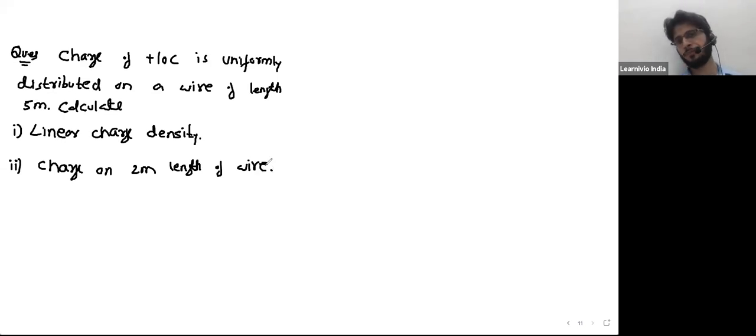So you have a wire. This wire carries a charge of 10 coulomb and the total length of the wire is 5 meter. You're supposed to calculate the linear charge density of the wire and the charge on 2 meter length of the wire. Solve it.